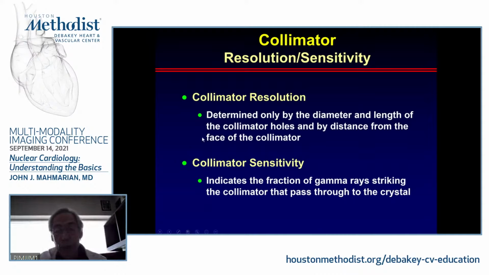And since that's the resolution of the collimator, and the collimator sensitivity indicates the fraction of gamma rays or photons that actually get to strike the collimator that will pass through and hit the crystal, okay? So it only makes sense that as resolution improves, sensitivity goes down and vice versa, all right? So let's see what happens.